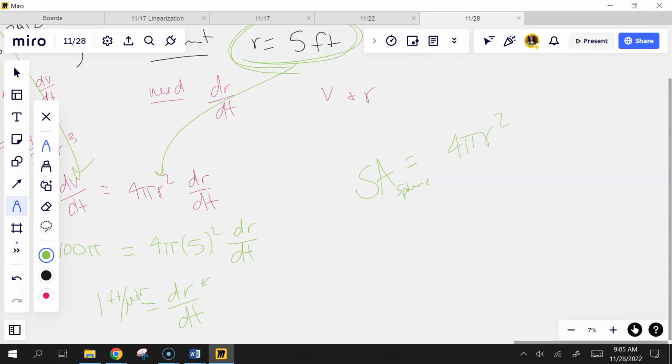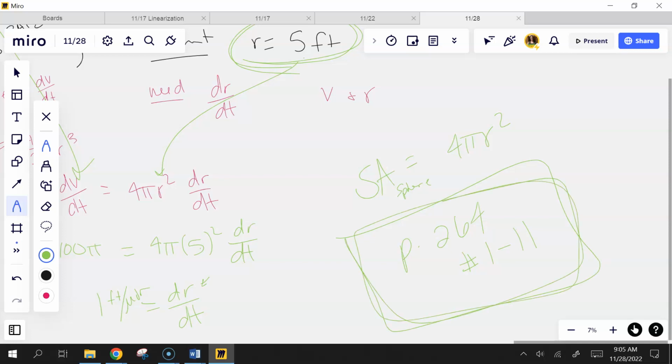What do you think about related rates so far? Piece of cake? Oh, I don't even want to think about cake or pie, between turkey metaphors and Thanksgiving. Oh, there you go. 1 through 11. We've done a lot of them.